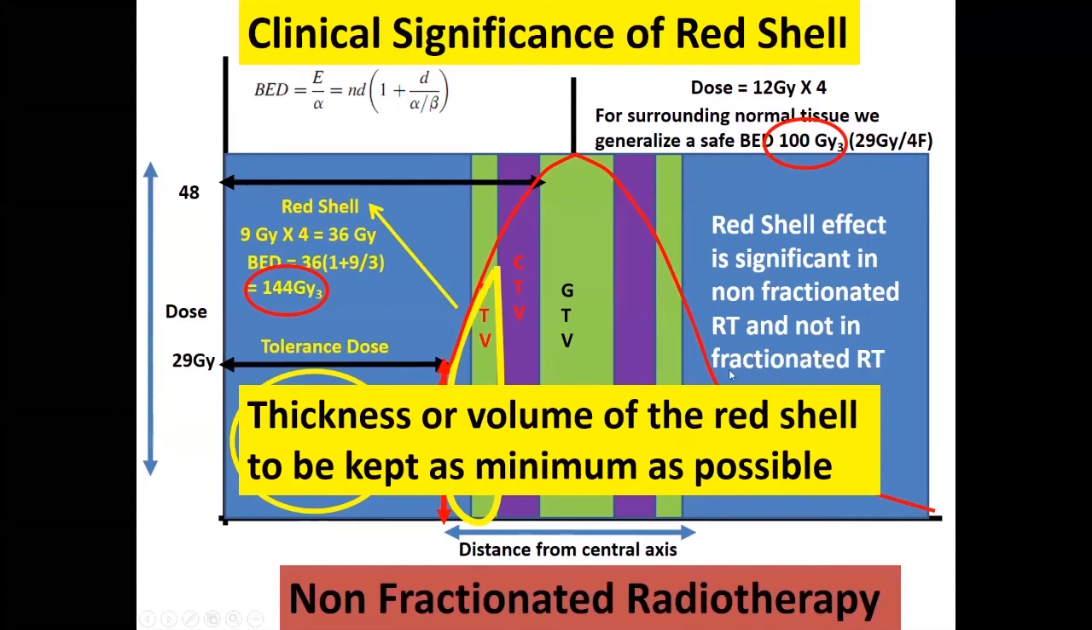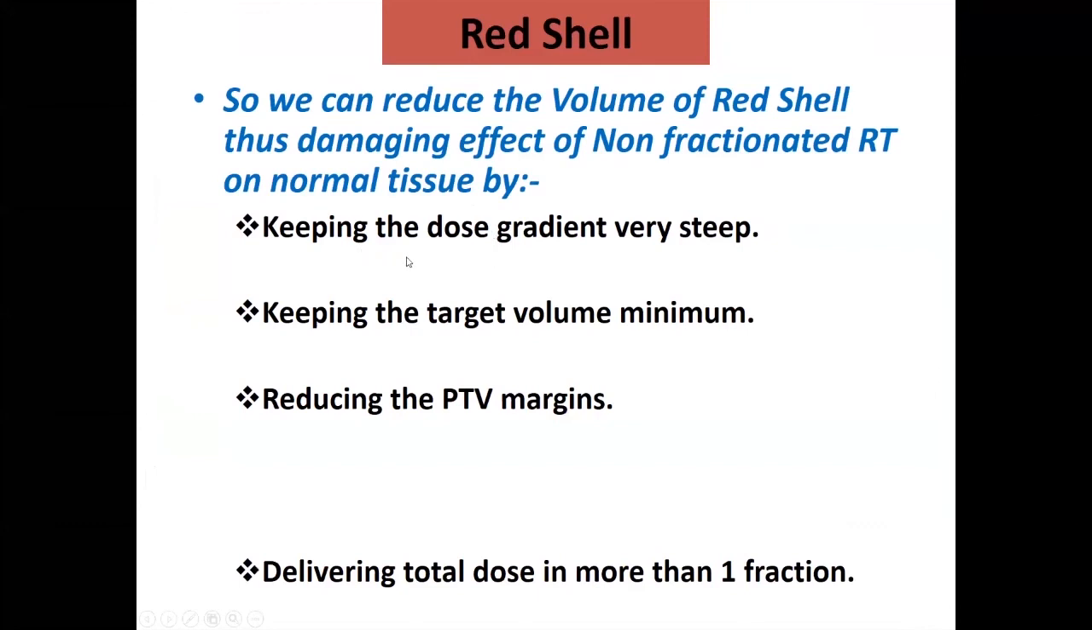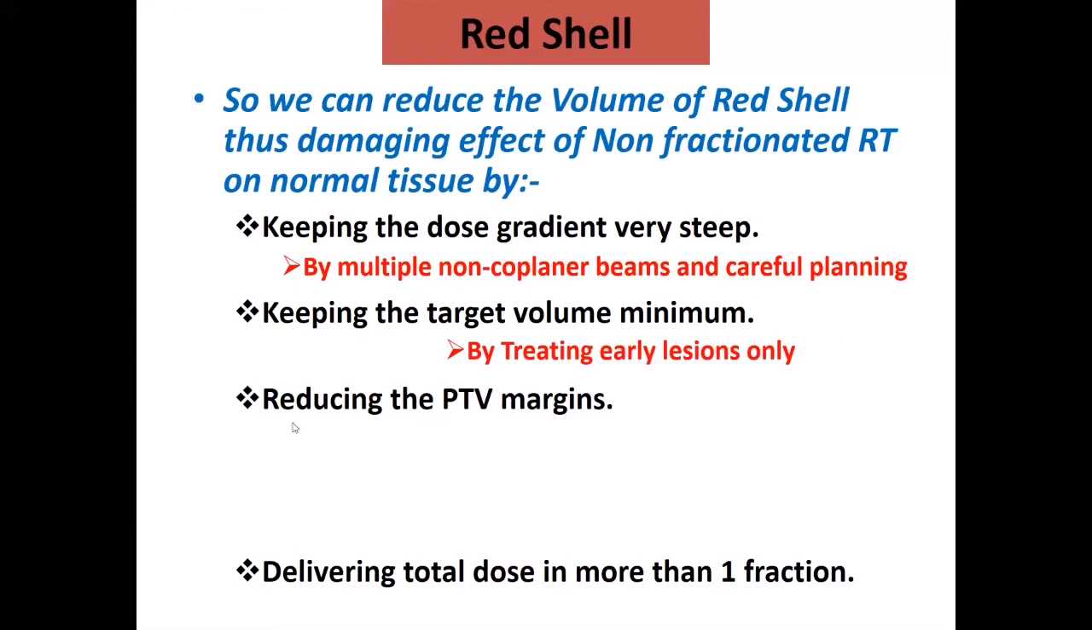And that is the reason that we should keep the volume or thickness of this red shell as minimum as possible. Then the question is how we can keep the volume of red shell as minimum as possible. There are various ways. One is we should keep the dose gradient very steep, and this is usually done by our medical physicist by careful planning and using non-coplanar beams. Second, keeping the target volume minimum, and that is why the non-fractionated radiotherapy is recommended for early lesions only.